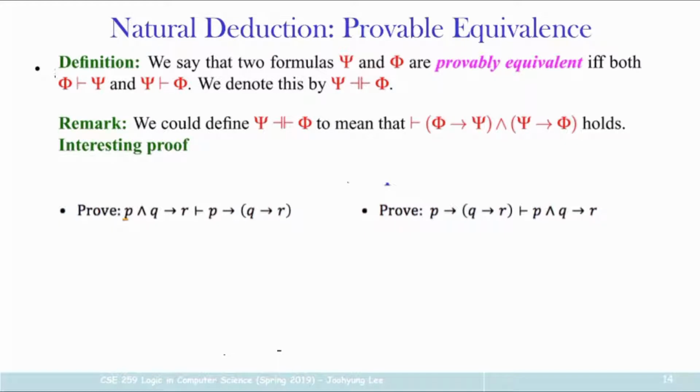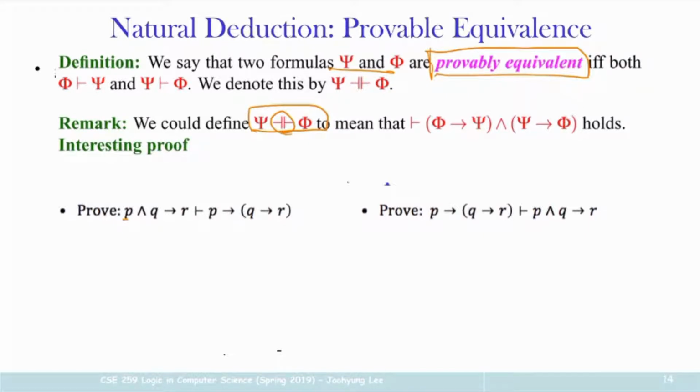Which means that you can go from one formula to another. Given this formula, you can derive another formula, and given the other formula, you can derive the original formula. So in that case, these two formulas are so-called provably equivalent, because you can derive one from the other. And sometimes we use this notation to say that they can go in both directions.